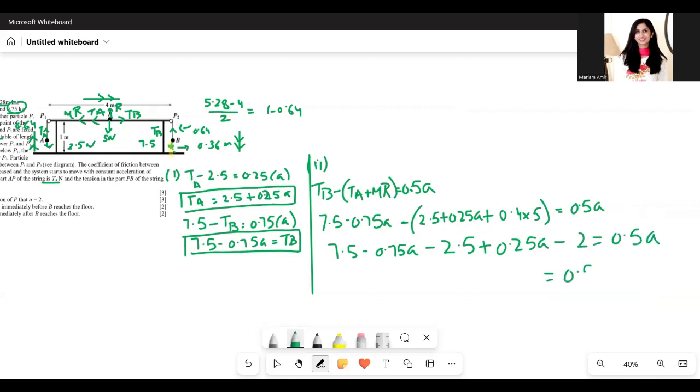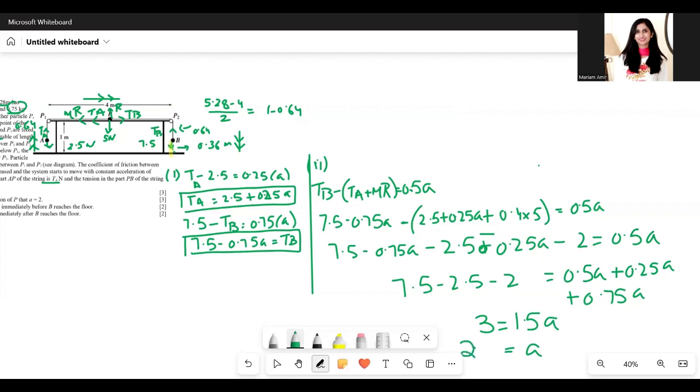Let's move all a terms to the same side. This was supposed to be negative. And then this becomes positive, and 0.75a also becomes positive. We have 7.5 minus 2.5 minus 2, which is 3, equals 0.5 plus 0.25 plus 0.75. This gives 1.5a, and hence a comes out to be 2, hence shown.